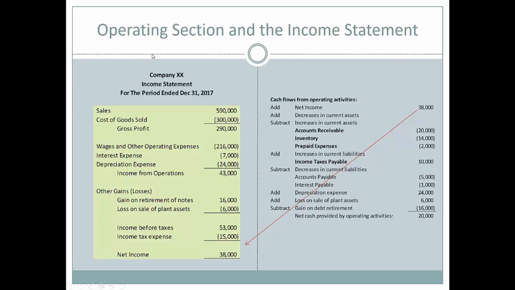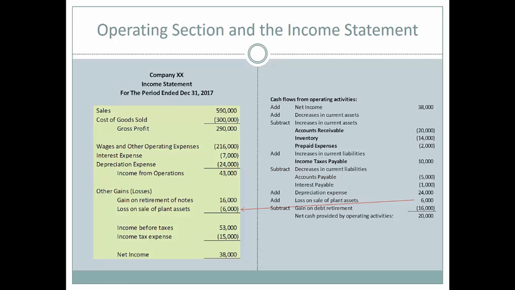So let's see how this works. Here we have the information from the income statement, and here we're going to look at preparing the operating section for the statement of cash flow. So the first thing we want to do is add net income. Next thing we want to do is add back depreciation expense. Again, it's non-cash, so we're adding it back to change net income more into a cash basis.